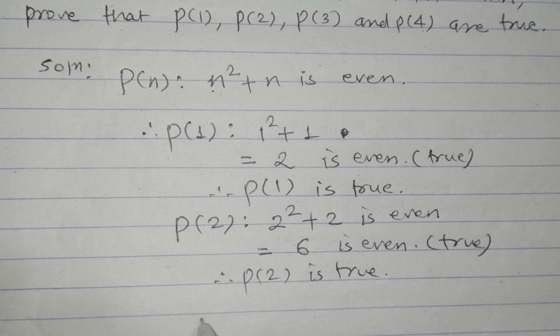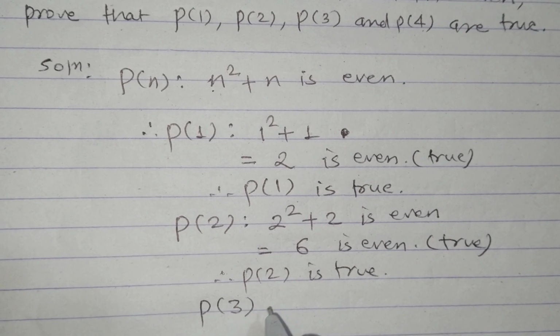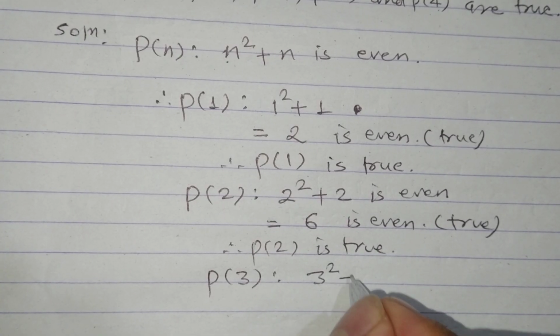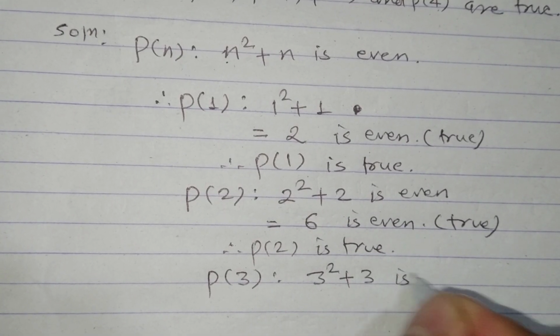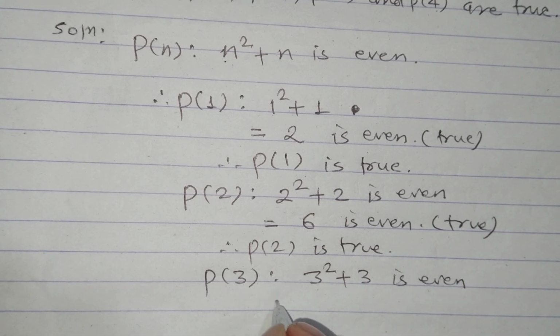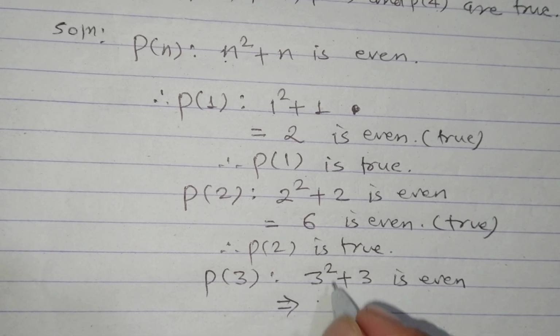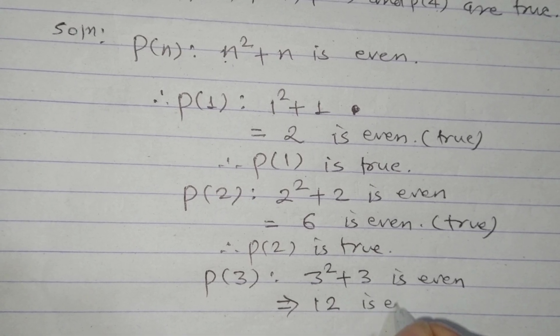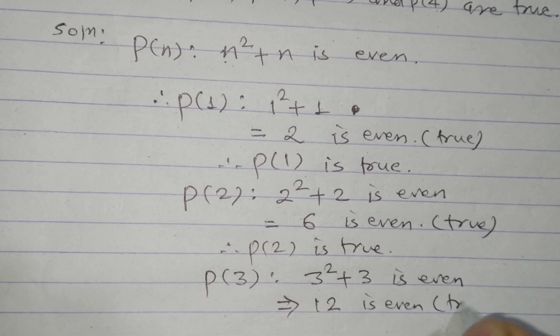Now let's check for P3. So replace n by 3, so 3 square plus 3 is even, which means that 3 square is 9, 9 plus 3 is 12, is even, and this is also true.